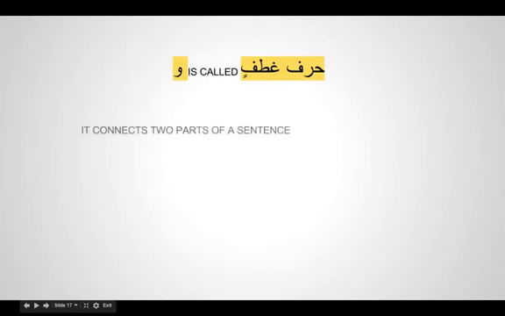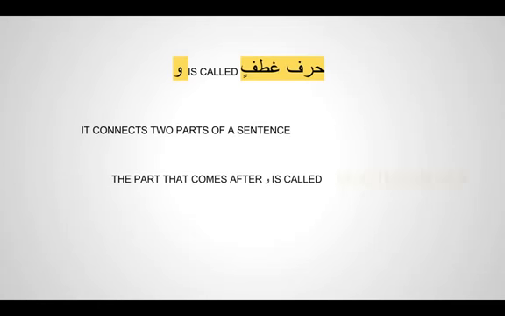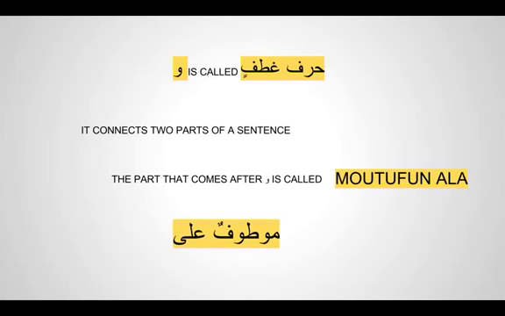So just remember, wa is called harfu atf. It connects the two parts of a sentence, and the part which comes after wa is called ma'tufun alayh. Ma'tufun alayh is a part of the same thing which comes before wa. We will learn more about it. It's just to give you a brief understanding. So we'll learn each word as it comes, inshallah.